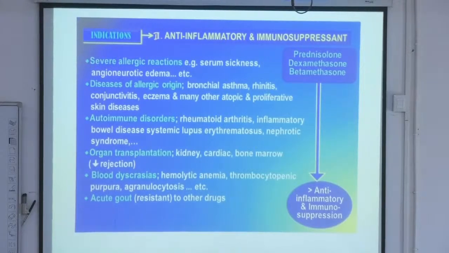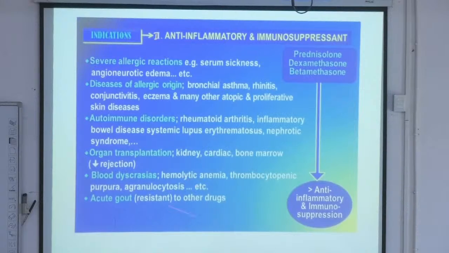Organ transplantation. In organ transplantation, you have to suppress immunity because there is a foreign body in your body. So if the body recognizes that it is a foreign body, the body will start attacking it and destroy the organ. Okay? So this is very important, that you have to suppress immunity in organ transplantation, and there steroids play an important role. In hemolytic anemia, thrombocytopenic purpura, these are also autoimmune processes. The body's excessive immunity is destroying the body's own cells. So you have to suppress immunity.